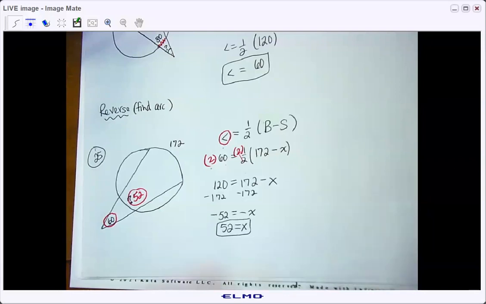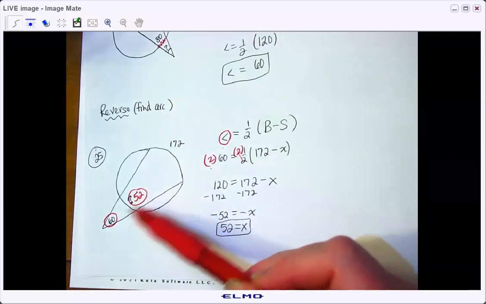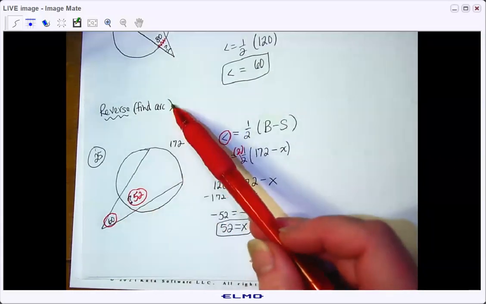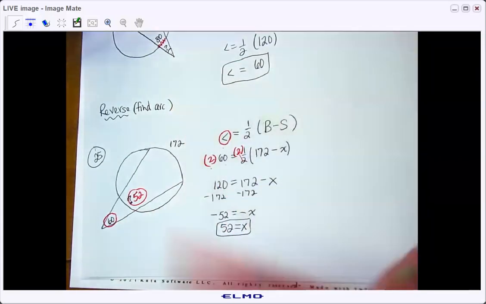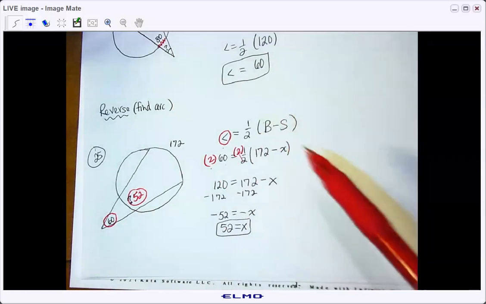So you can always check your answer. If I subtract these, 172 minus 52, I get 120, and half of 120 is 60. So that would be right. Okay. So anytime you're going in reverse, whether it's the other formula or this one, you need to multiply by 2 to get rid of the 1/2 and then solve.